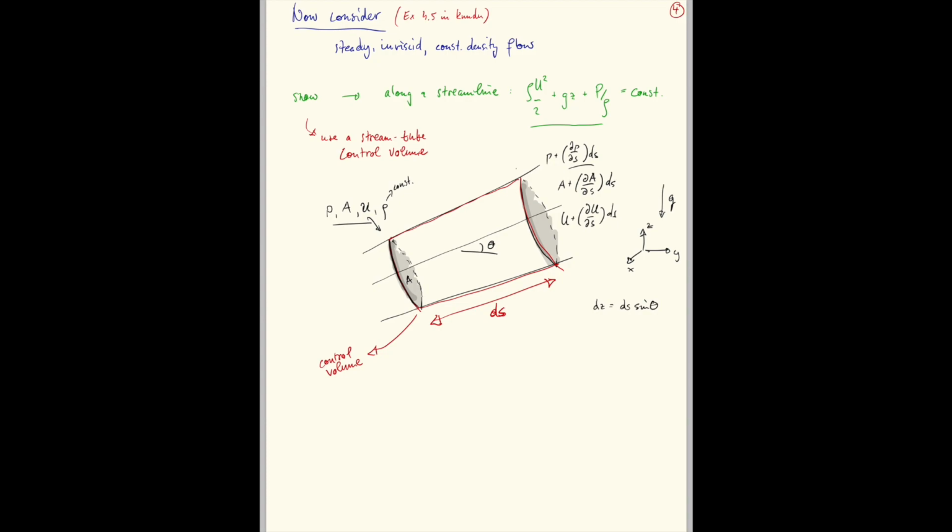Now, by definition, there's going to be no flux through the sides of the control volume. Everything is coming in through here and going out through here. Since this is all small, this is an approximately conical shaped control volume. Let me add that here.